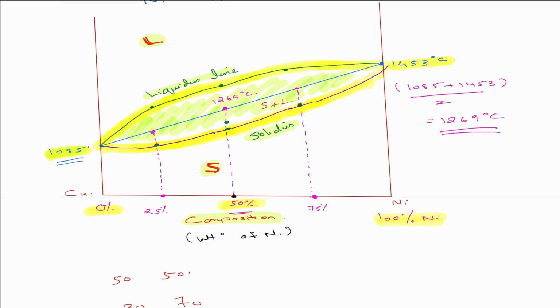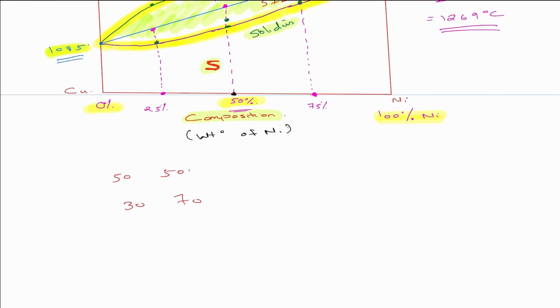Okay, so what is a phase diagram? Or what is the purpose of a phase diagram? A phase diagram is used to identify the phases present in an alloy system for different compositions and temperatures. That is, to identify the phases of an alloy.